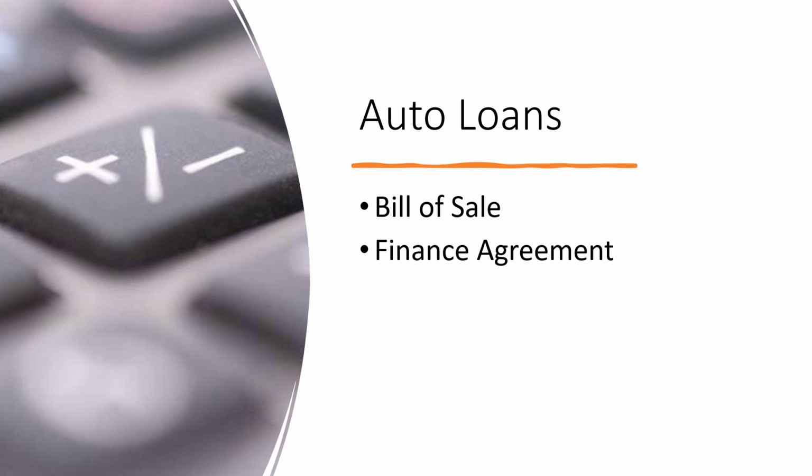This type of loan involves the fixed asset account and the long-term liability account. To post this transaction, we need the bill of sale and the finance agreement. For this example, we will assume that the total amount financed is also the amount that is on the sales agreement, meaning that there was not a trade-in or any amount of cash put down on the purchase.